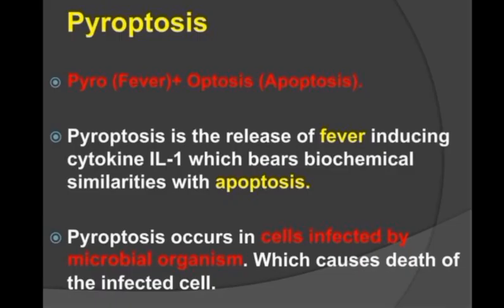Next is pyroptosis. Pyro means fever, and ptosis refers to apoptosis. Pyroptosis is the release of the fever-inducing cytokine interleukin-1, with biochemical stimuli similar to apoptosis. Pyroptosis occurs in cells infected by microbial organisms. Infected cells undergo pyroptosis, which causes cell death.